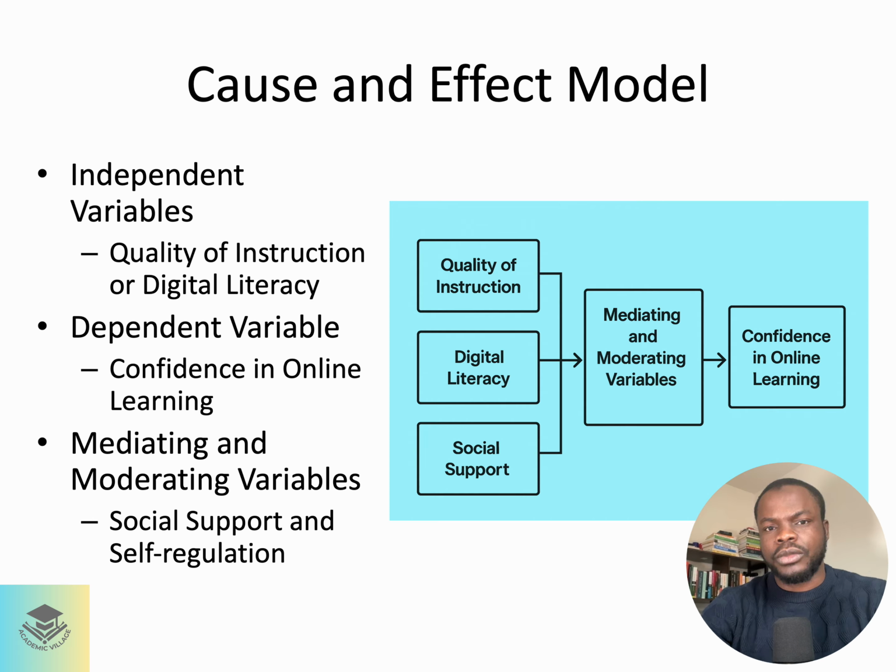So what this model is trying to tell us is that quality of instruction and digital literacy have the capacity to influence confidence in online learning, but social support, I mean, the kind of support people receive, the kind of environment they live in, the kind of house they stay in, the kind of internet or the contextual environment they are in, and also the individual factor, which could be self-regulation, play an important role in the relationship between the independent and the dependent variable. And this, as you can see, is a classical example of a conceptual framework that we normally use in behavioral or educational research.